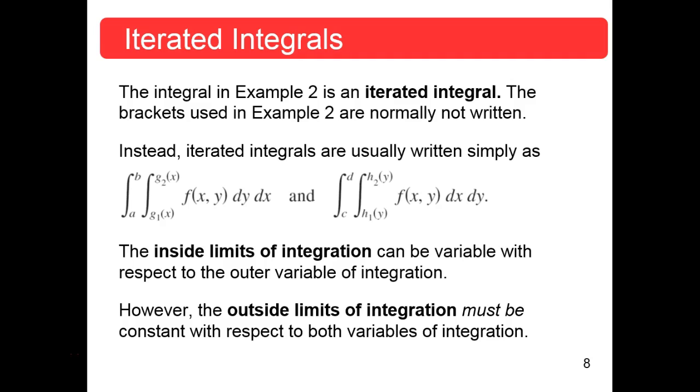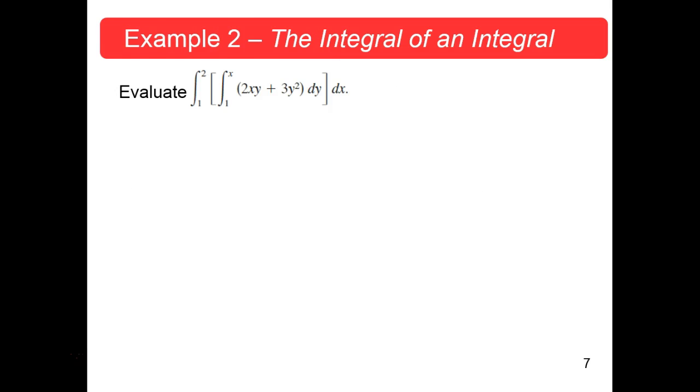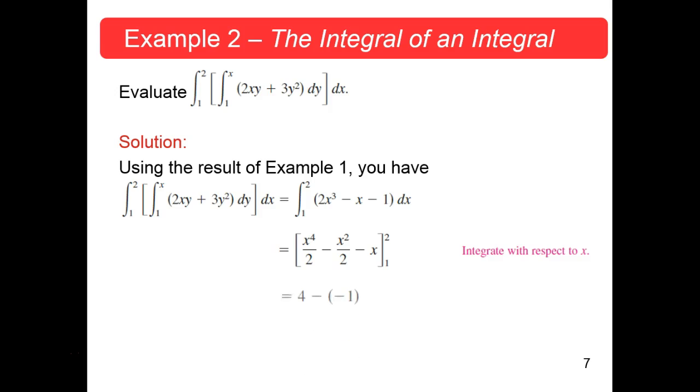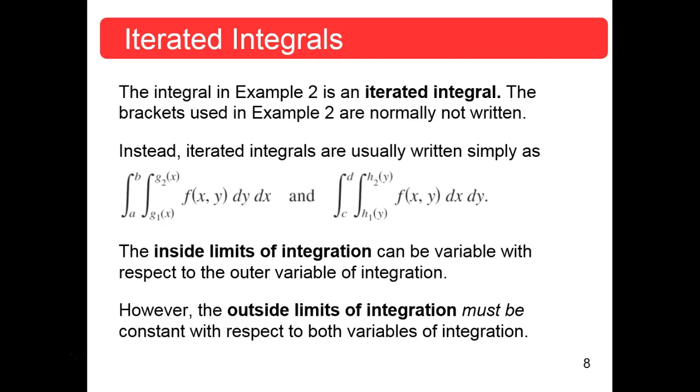Anyway, where we left off last time, we just got started in chapter 14, and we're in 14.1 on page 971. We had just done example 2, so a little bit of a review of that. It said the integral in example 2 is an iterated integral. The brackets used in example 2 are usually not written. Instead, they're usually written just with the double integrals like this.